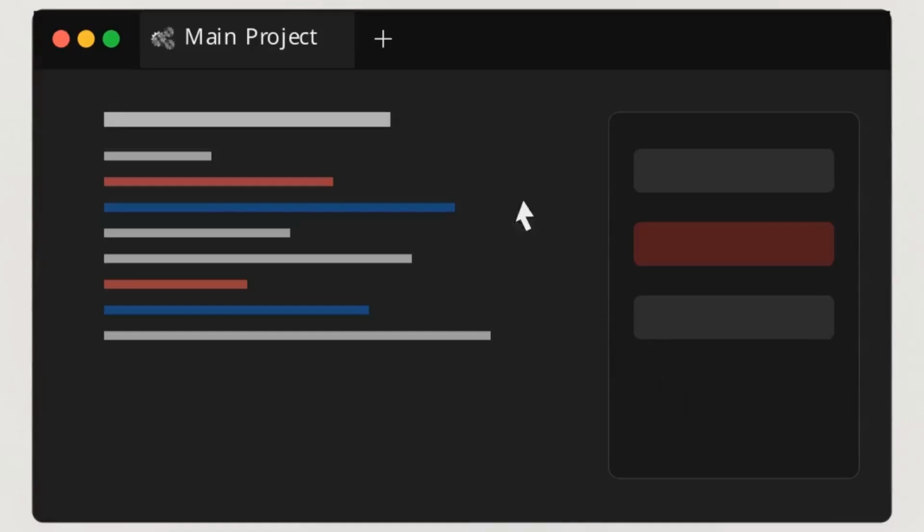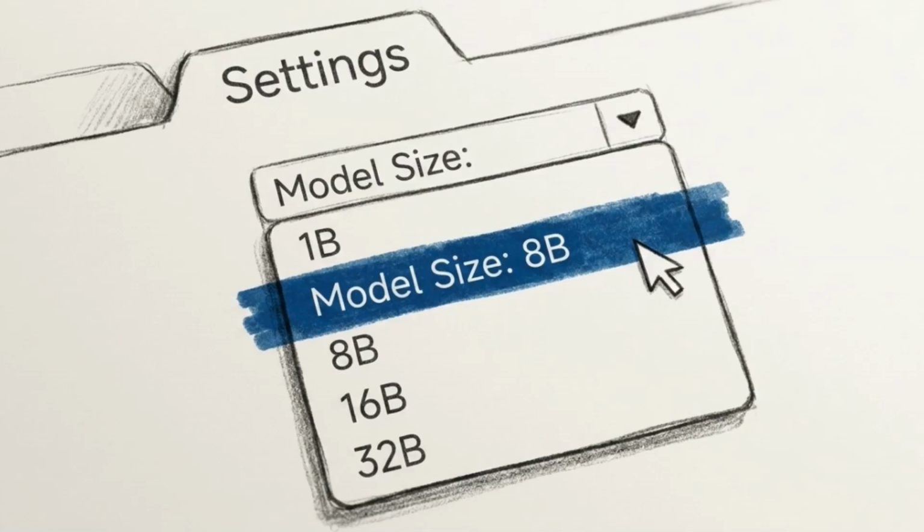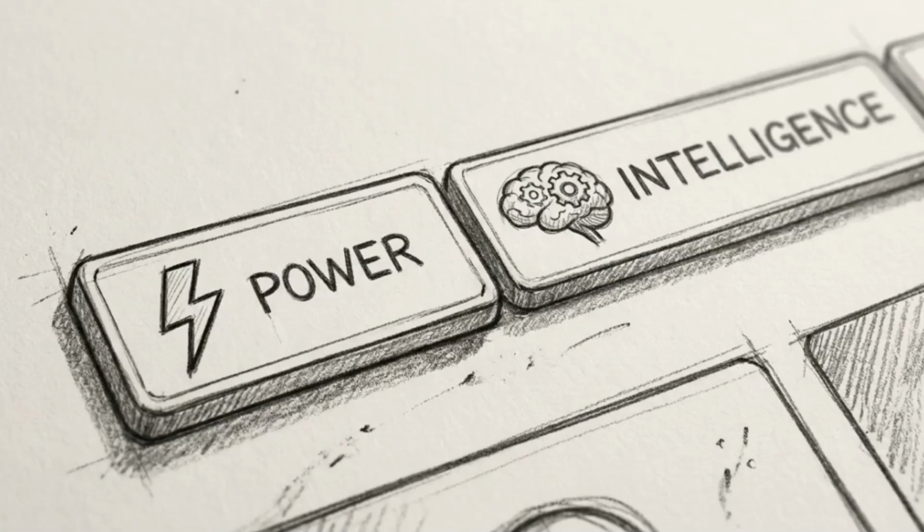You click the plus icon at the top to open a fresh session. For this first tab, you can select a fast, lightweight local model to handle a quick drafting task. Then you can immediately open a second tab and assign a different model to it. You pick your specific model per tab.